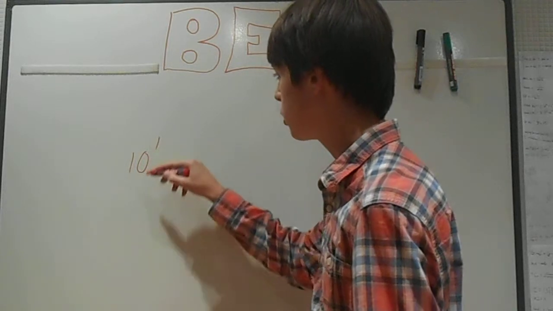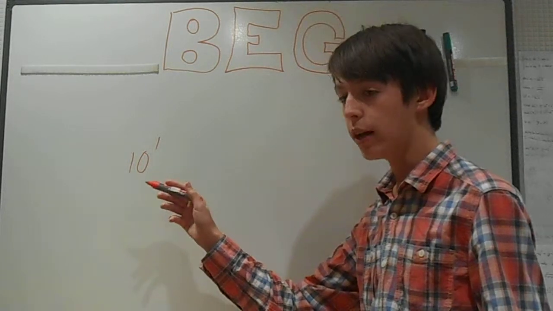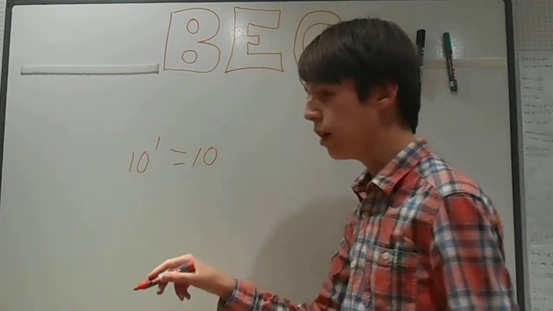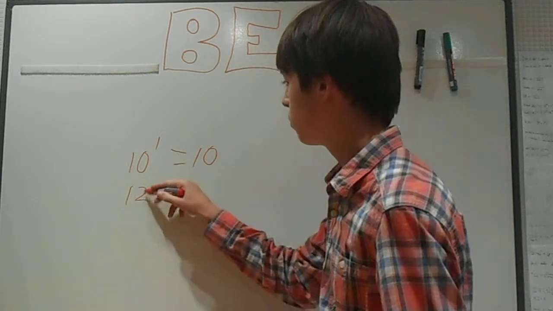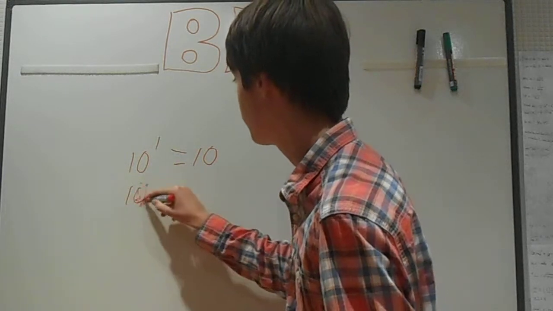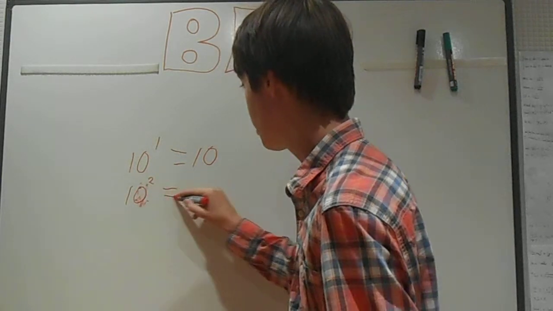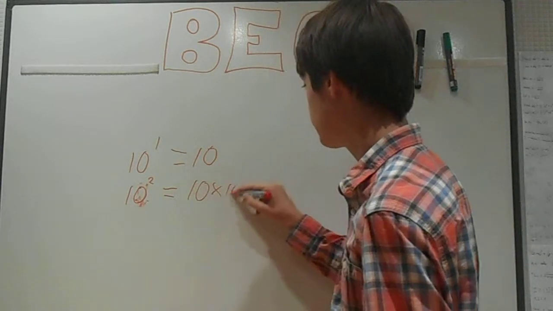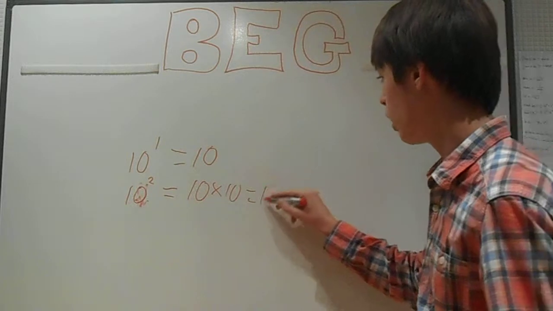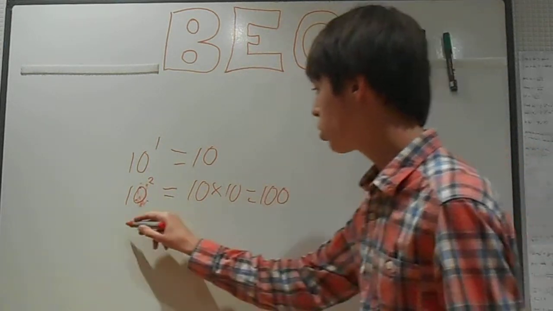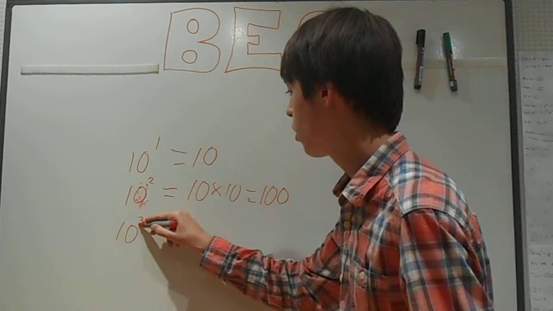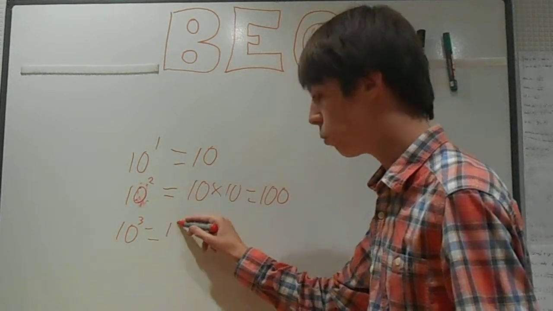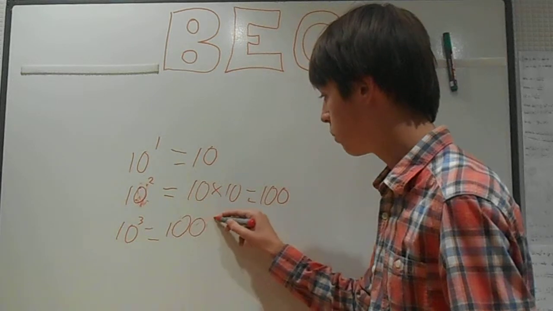What is 10 to the power of 1? Well, anything to the power of 1 is itself, so that's just equal to 10. How about 10 to the 2? Well, that's equal to 10 times 10, which equals 100. What about 10 to the 3? Well that's equal to 10 times 10 times 10 again, which is equal to 1000.